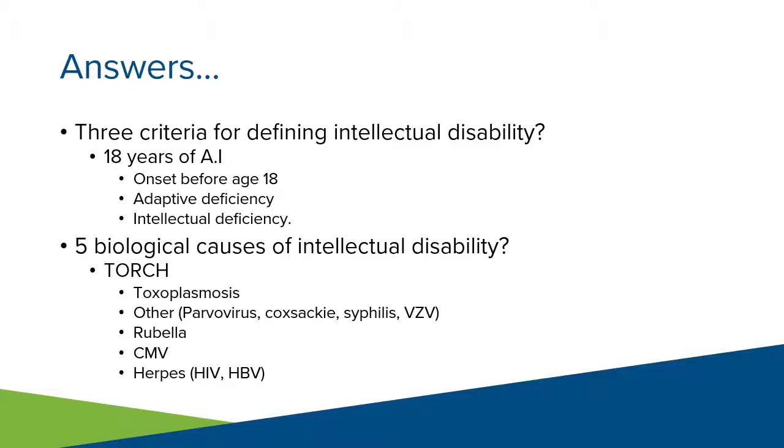Number 2. What were the 5 biological causes, or more specifically infectious causes of intellectual disability? And those are going to be the TORCH infections. You have toxoplasmosis, the other category including parvo, Coxsackie, syphilis, and varicella. R is going to be rubella, C, CMV, and H, the herpes viruses, including HIV and HBV.